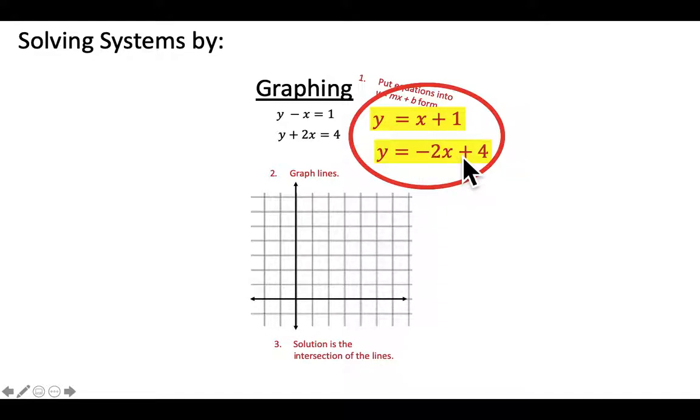For the second equation, we're going to have a y-intercept of 4. So we'll come up here to 0, 4. The line will cross the y-axis here. It has a slope of negative 2, so it's going to drop from left to right 2 units for every 1 over. So this line is going to look something like that.